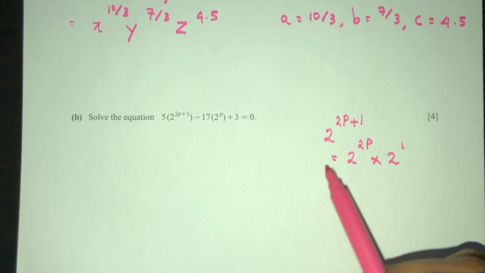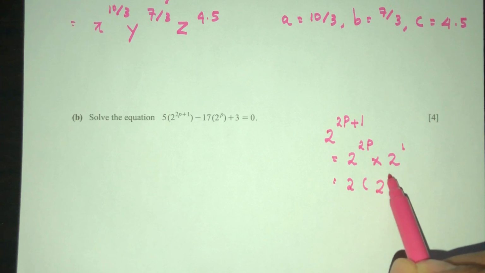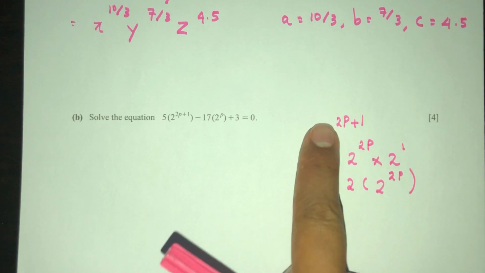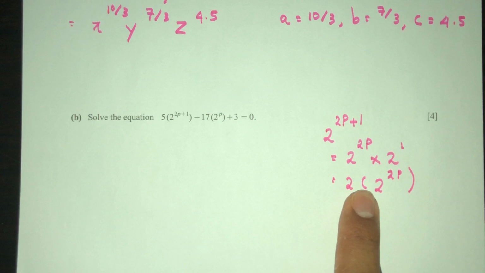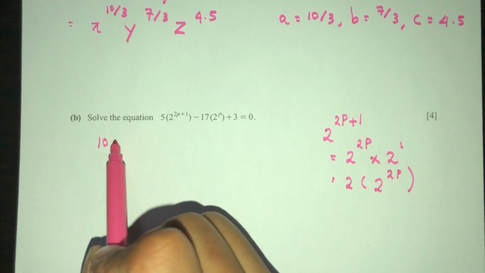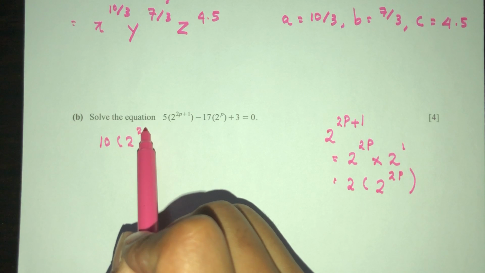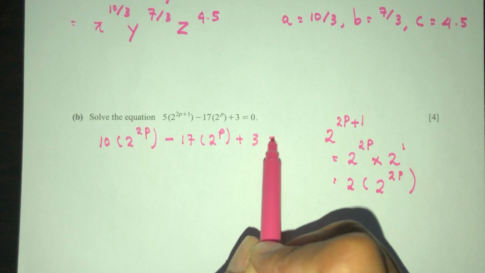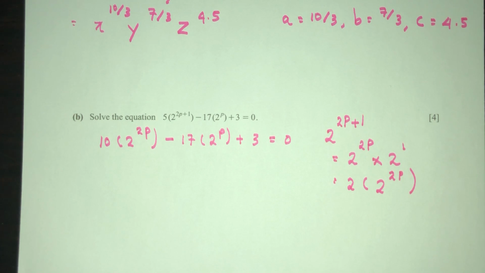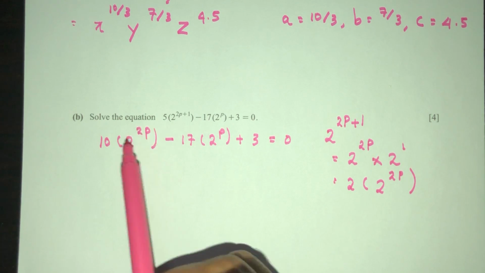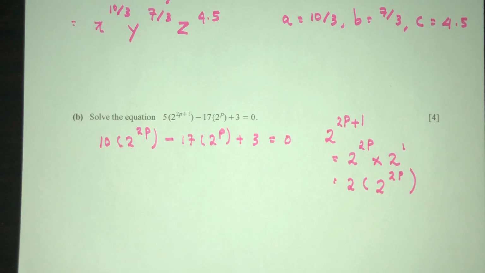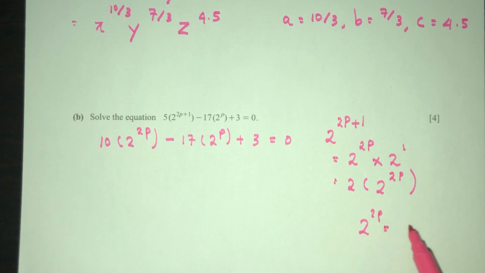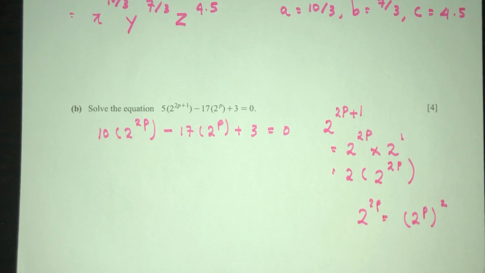Now we can just send this in front. That will be 2 multiplied by 2 power 2p. Okay, so this is the same thing as this. Now 5 multiplied by this, that will be 10 times 2 power 2p, and then minus 17 times 2 power p plus 3 is equal to 0. Now one thing we have to realize is we can also rewrite this one right here. How can we do this? Pretty easy. 2 power 2p is the same thing as 2 power p, power 2. Hopefully that makes sense, right? It is the same thing.